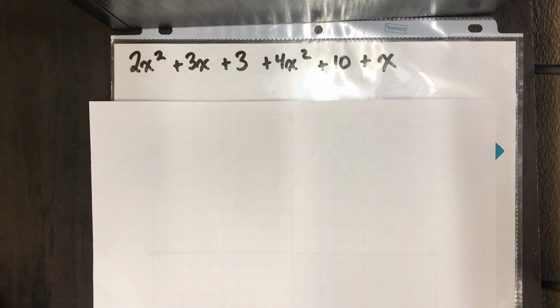Welcome in. This is our first video on combining like terms. So we're going to look at this algebraic expression. It's 2x squared plus 3x plus 3 plus 4x squared plus 10 plus x.